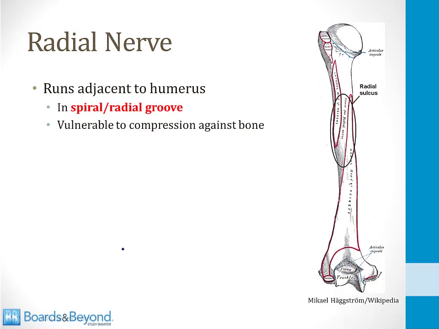Now, the lesions of the radial nerve are a little bit different depending on whether the nerve is injured up near the axilla or down closer to the elbow. To understand this, you need to appreciate that the radial nerve runs adjacent to the humerus in something called the spiral or radial groove. It's also called the radial sulcus. It's found on the humerus bone, and the radial nerve runs there. For this reason, the radial nerve is vulnerable to compression against the humerus bone in this location.